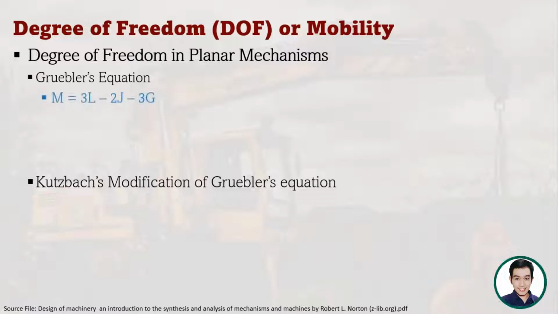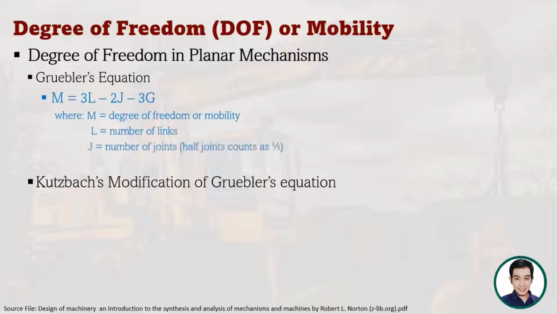The formula for the Gruebler's equation is given as M = 3L - 2J - 3G. M represents the degree of freedom or mobility. L is the number of links. J is the number of joints. We count half joints as 1/2. And then G is the number of grounded links. The grounded link is always equal to 1 because there is only 1 ground.